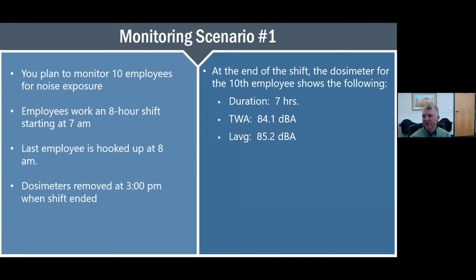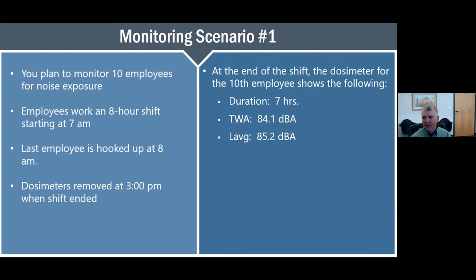So let's look at that 10th employee. At the end of the shift, the dosimeter for the 10th employee shows the following: a duration of 7 hours. The TWA, when you look at it, is 84.1, whereas the L average is 85.2. So your first inclination would be, well, I'm measuring the 8-hour time weighted average exposure for this employee, so I'm going to write down 84.1. Well, that's lower than the OSHA action level. They don't have to be on a hearing conservation program. Well, that would not be the correct way to look at that.